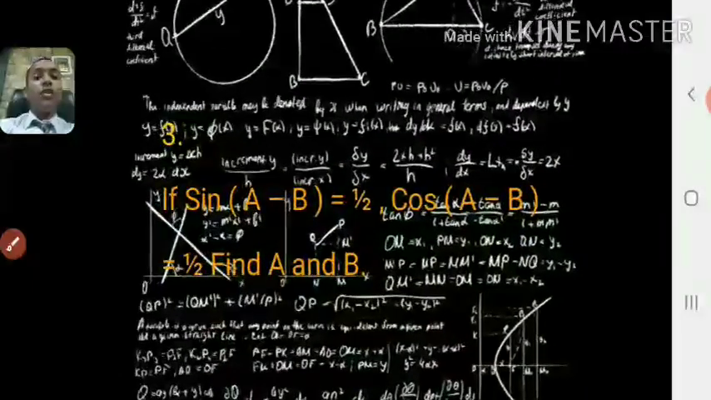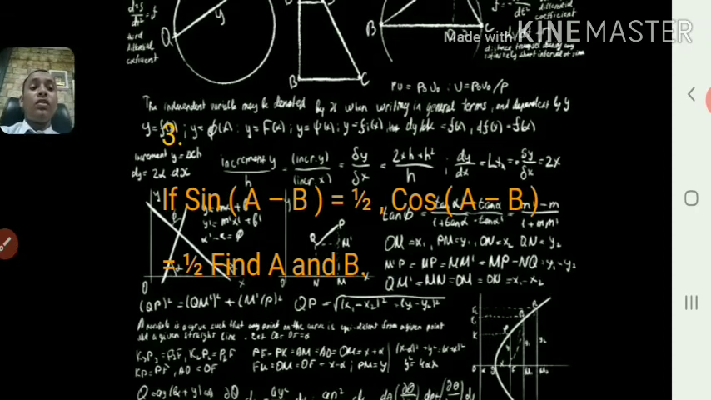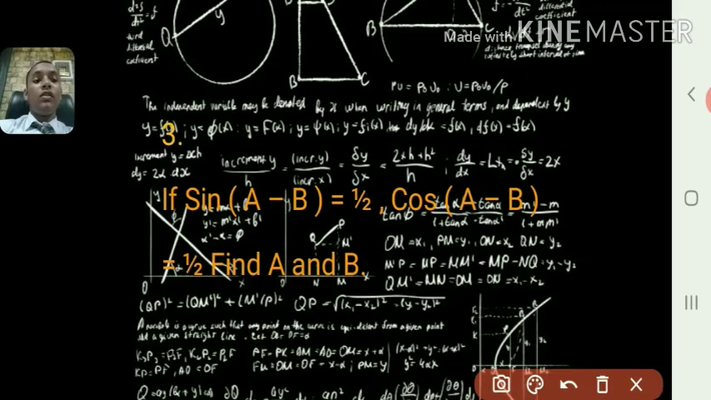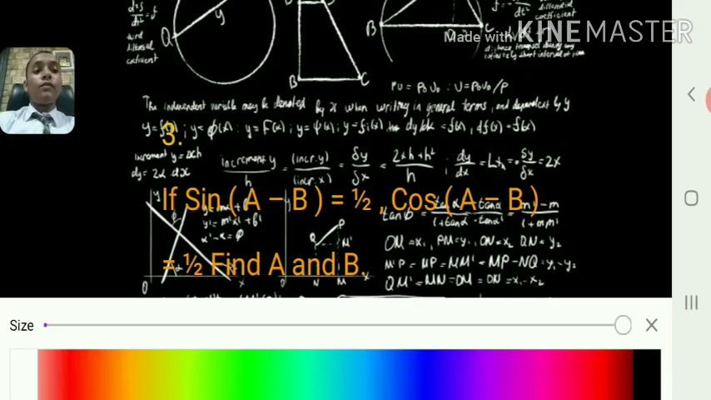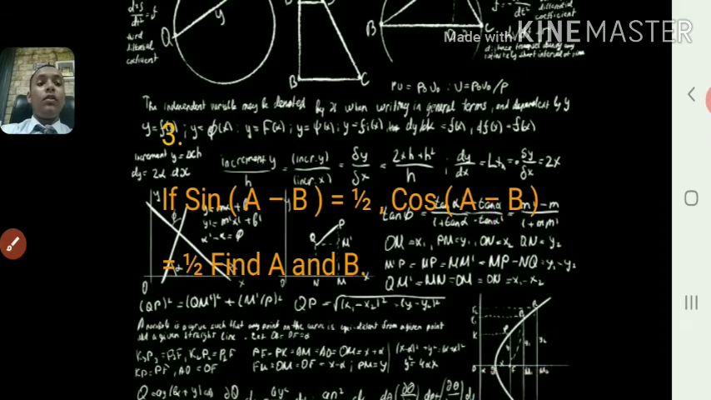Now the third question which was given by Vikas sir is: if sin of a minus b is equal to half, and cos of a plus b is equal to half. Here cos of a plus b has to be written; by mistake I have written it wrongly. Find a and b. So let's start the solution.